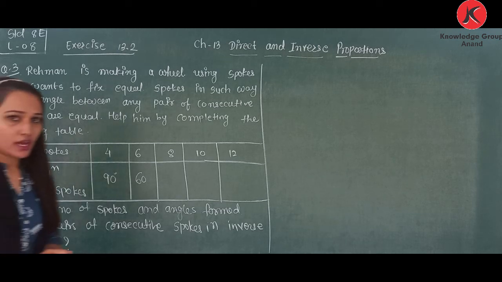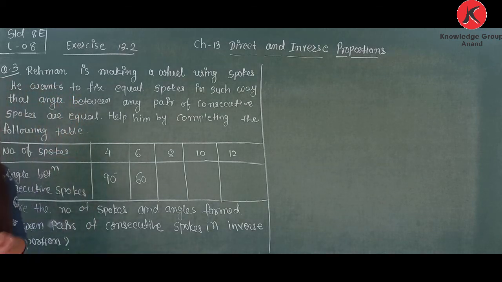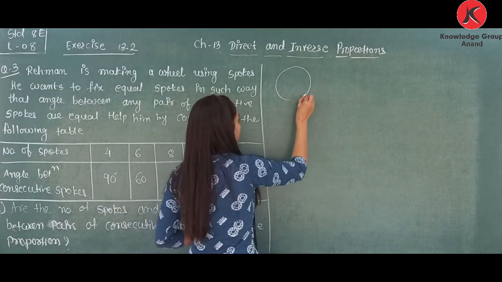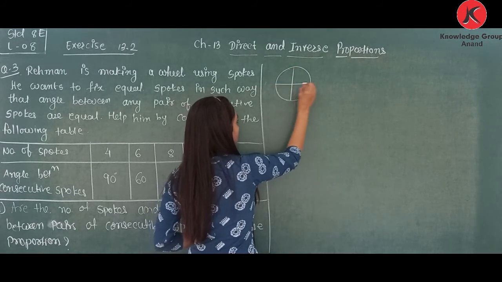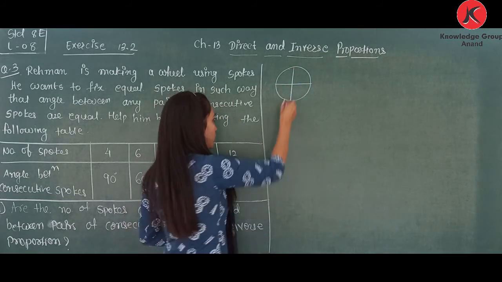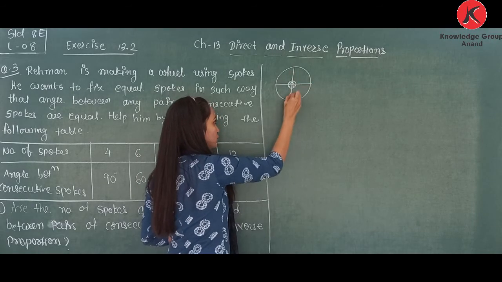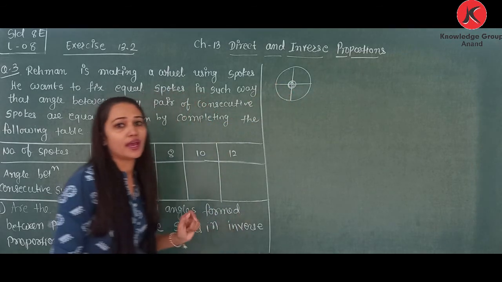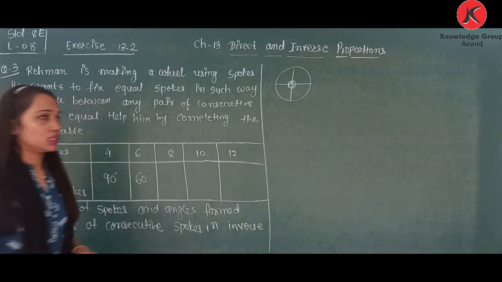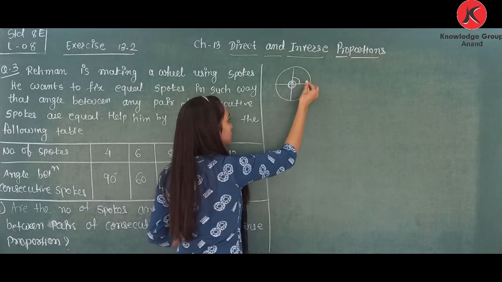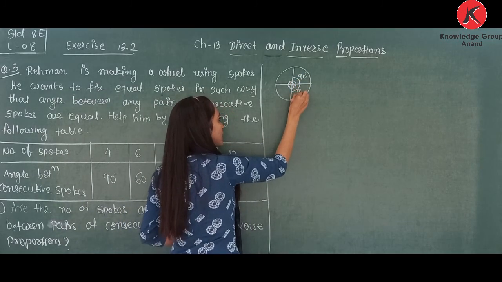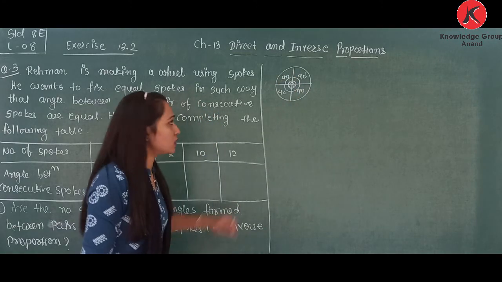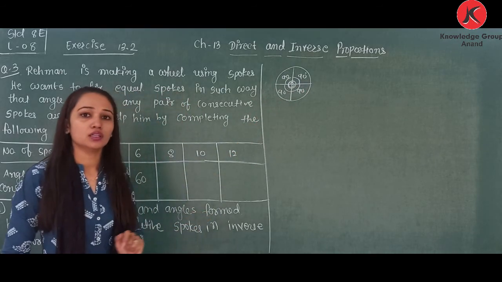So there is one wheel and he wants to place spokes in the wheel. If we consider this as a wheel, then the spokes can be like this. You can see here we have 4 spokes: 1, 2, 3, 4. And the angle between consecutive spokes is equal. If we take this angle, it can be 90 degrees. This is also 90 degrees, this is also 90 degrees, and this is also 90 degrees. It means the angle between two consecutive spokes is equal.